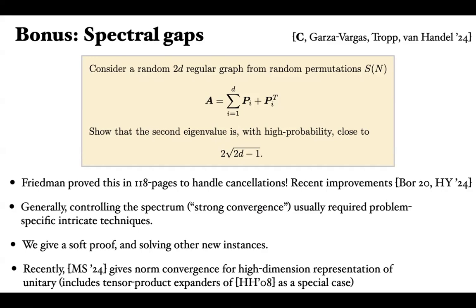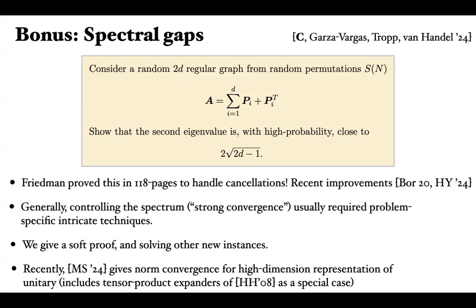And even though this looks pretty simple to state, the proof is actually very technical, precisely because there are lots of cancellations to handle. There has been recent improvement, but still you have to capture these cancellations in a very efficient way, and that's still been pretty hard. The difficulty in spectral gaps is really not limited to this case. In general, whenever you want to control the spectrum of big matrices, which some people in a different community call strong convergence, this really requires very problem-specific, intricate techniques.